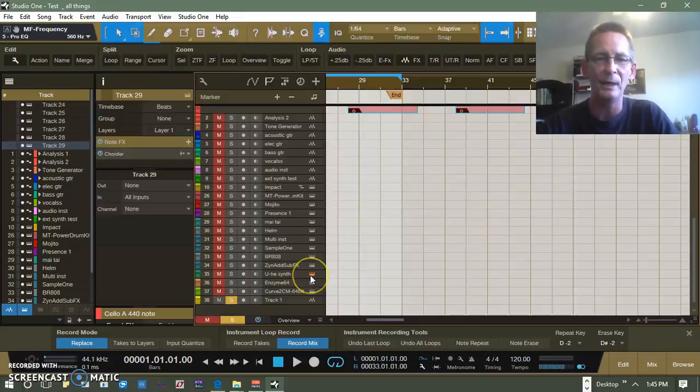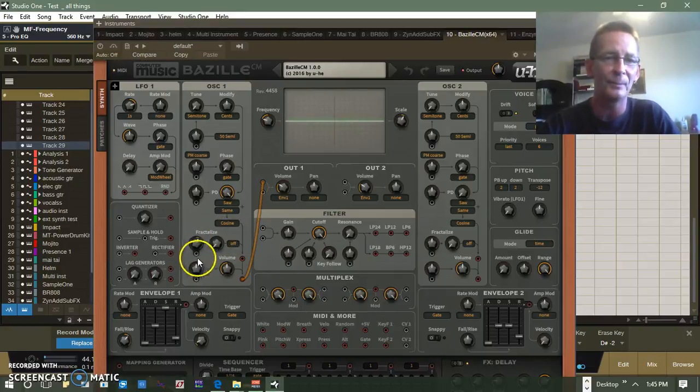You look at u-he here, and here's a prime example: quantizer. How is that affecting the audio? It's trying to quantize it, but how is it quantizing it? So you're going to have to read about that. Sample and hold, inverter, and a rectifier. You know what a full valve rectifier is? So now you're going to have to figure out what a rectifier is. Lag generators, what the heck is a lag generator? Is that directly related to some type of synthesis we've talked about, or isn't it? Multiplex, so what is that doing?